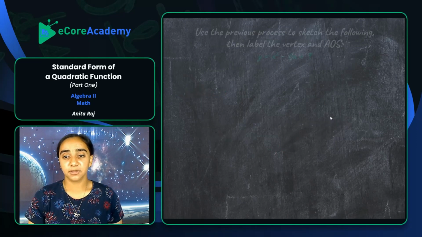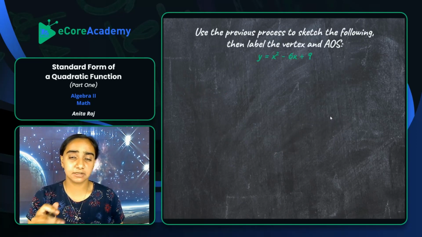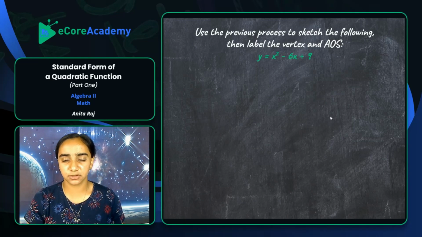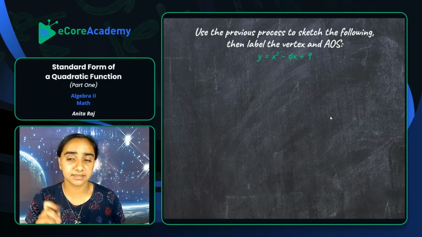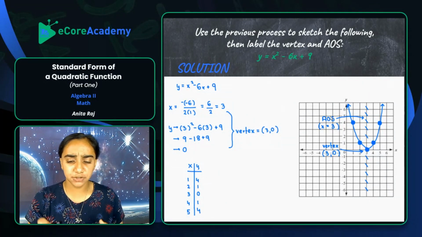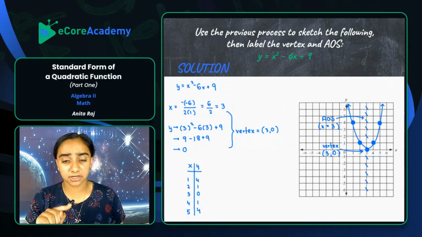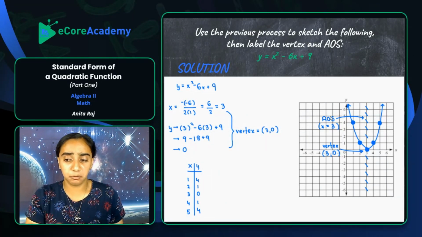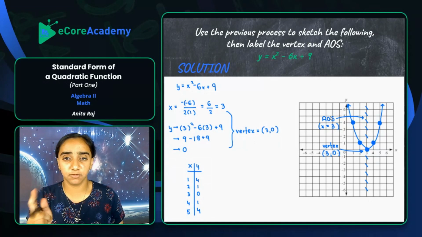Let's do it. I just wrote the problem at the top of the screen so that from now on, you can refer back to the problem while we're doing the solution. So use the previous process to sketch the following, then label the vertex and axis of symmetry: y equals x squared minus 6x plus 9. Here's the solution I've already pre-written for you, in case you want to just listen on the next slide when I actually walk you through it. If you want to copy it down, feel free to pause the video and do that, and then you can go through it with me, or just see me walk through the problem with you. It's just more neatly written out here if you want to look at it this way.